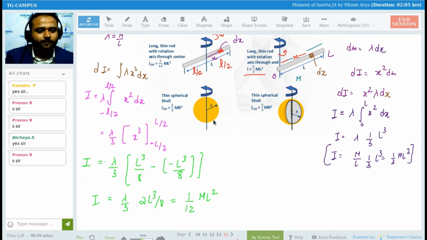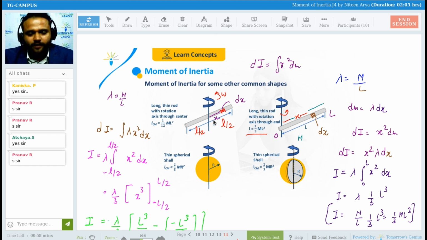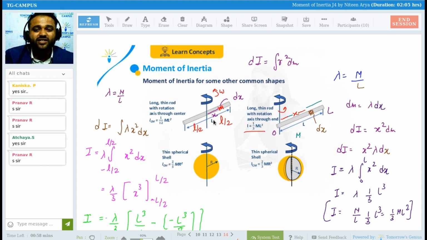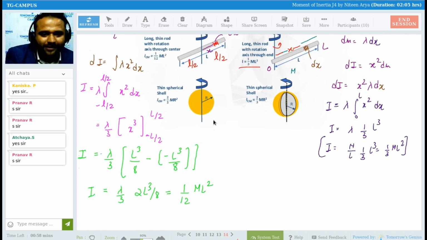Clear everyone? Clear na? So as you can see, the manner in which I change the axis for the same symmetric body, for entirely the same thing, the moment I change my axis, the moment of inertia is going to change. Clear everyone? Now we can find it for this scenario also. For this, one thing is there, it is not a thin spherical shell, it is a solid sphere, and I'm not going to give you this because this is a long derivation.